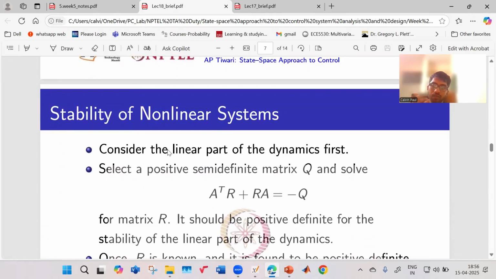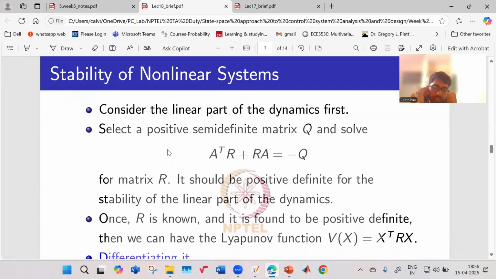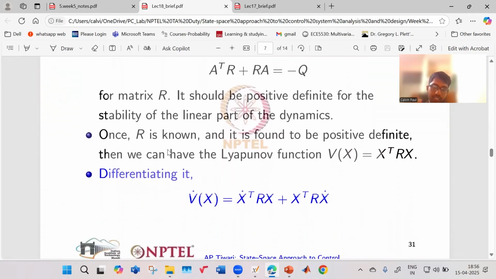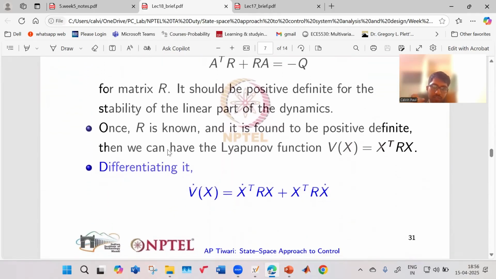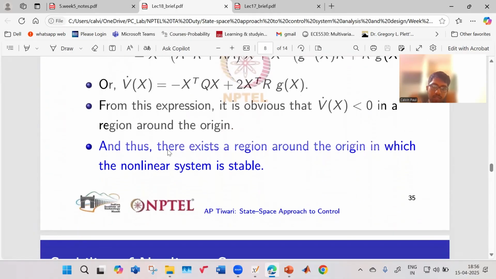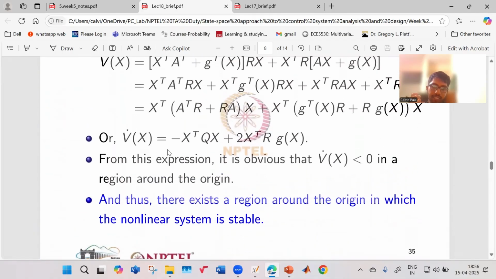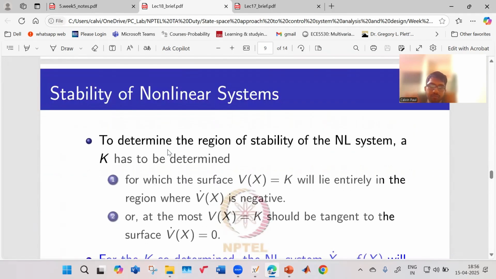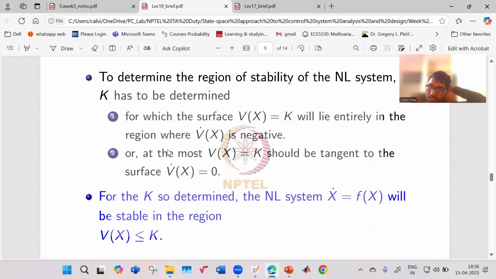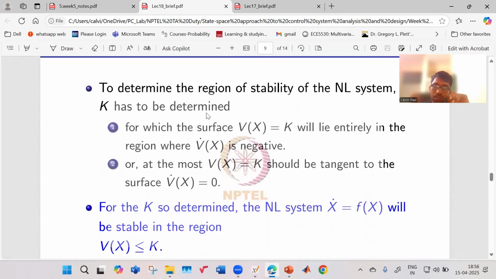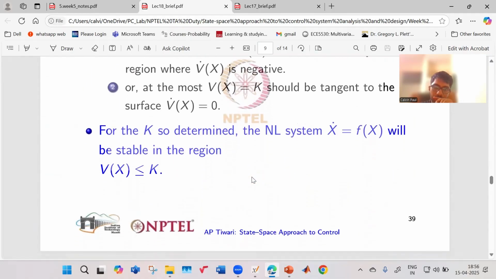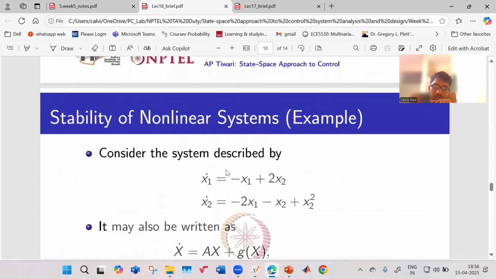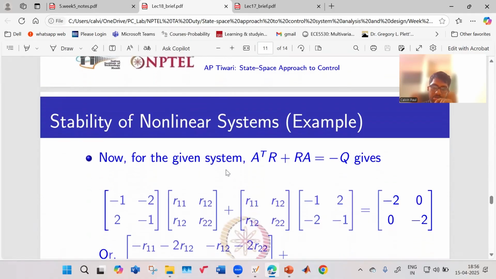Now, we will consider the linear part of the dynamics first. Then we have to select a positive semi-definite matrix Q and solve it. And if we get R, we can find that it is positive definite. So what we get is there exists a region around the origin in which the nonlinear system is stable. And then we can determine the region of stability of the nonlinear system. x dot equal to f of x will be stable in the region V of x is less than k. So this can be found.